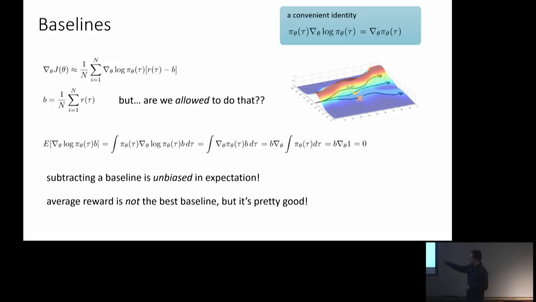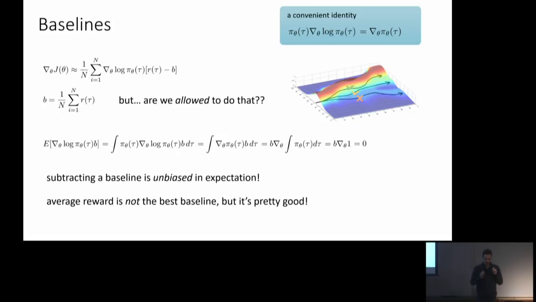You can use the average reward baseline here. It'll work quite well, and that's what you're going to do in homework 2. The average reward baseline is not actually the best baseline. There exists a better baseline, and I'm going to walk you through some math to prove that. But for practical purposes, just use this. Just use the average reward. It works quite well.